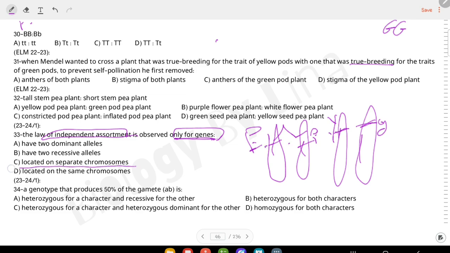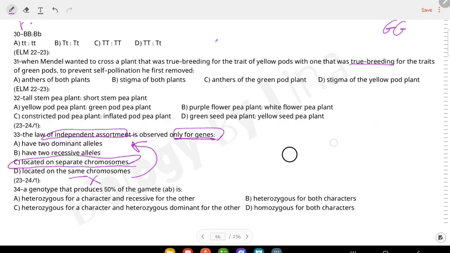So they should be located on separate chromosomes, because if they are on the same chromosome, at that time we can't apply the law of independent assortment. It's for the genes that are located on separate chromosomes.